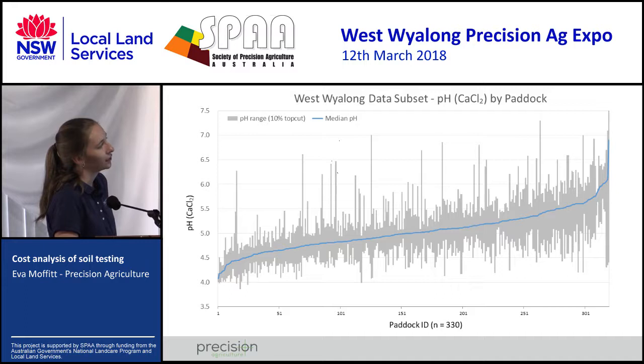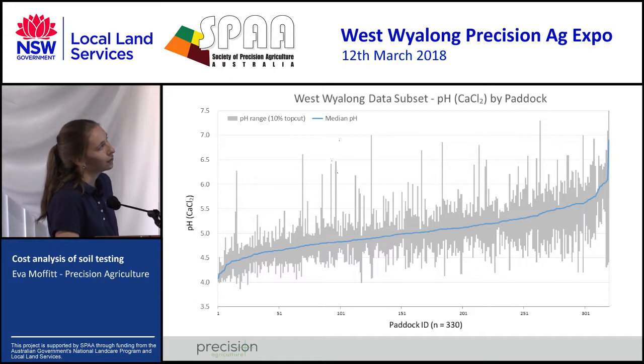So along the x-axis, we've got 1 through to 320. On the y-axis, we've got pH in calcium chloride. So what I've done is I've sorted all those paddocks by mean pH. So I've lined them up all in a row by their average pH. So over on the left, we've got our most acid paddocks. Over on the right, our most alkaline paddocks.